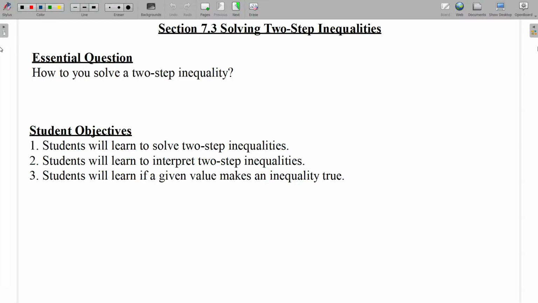In section 7.3, solving two-step inequalities, the essential question is, how do you solve a two-step inequality? Your student objectives in this section will be to learn to solve two-step inequalities, to learn to interpret two-step inequalities, and to learn if a given value makes an inequality true.